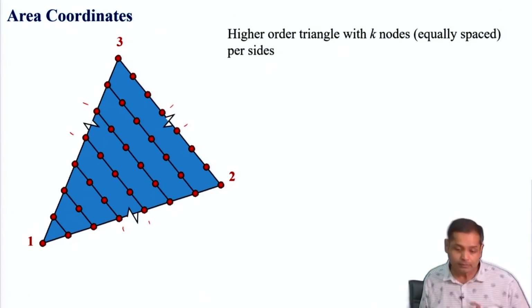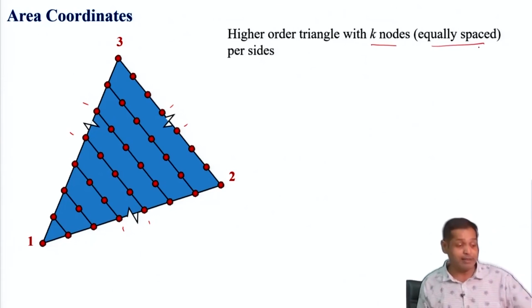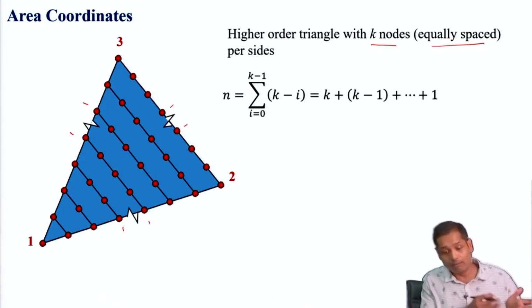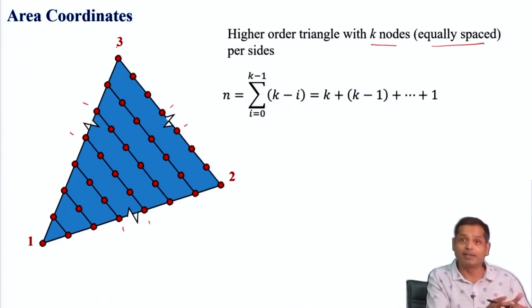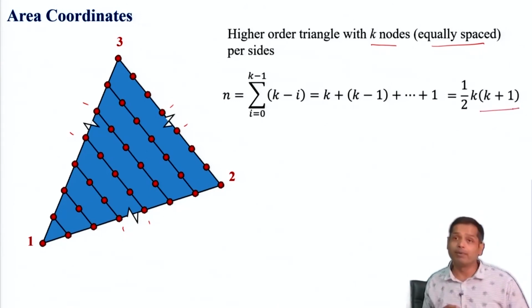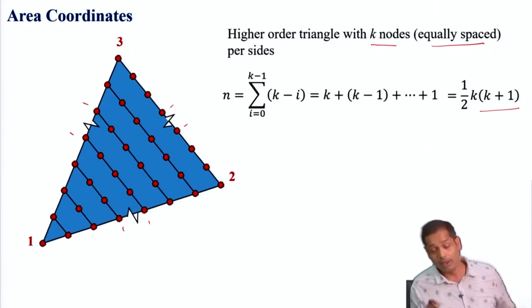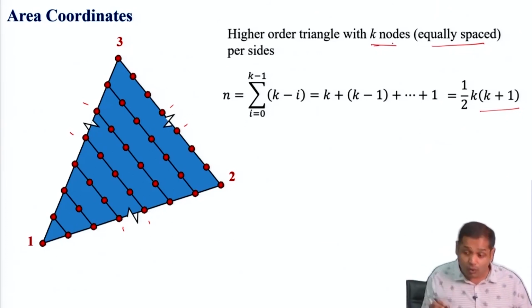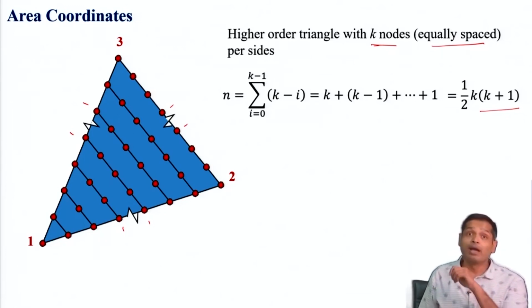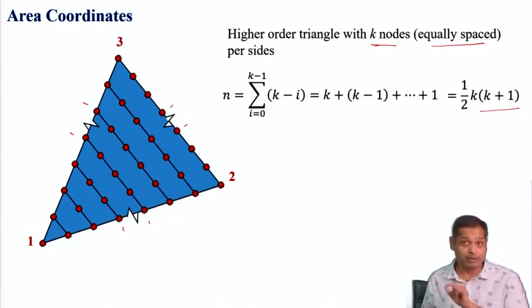Now, for a higher order triangle with k nodes, all equally spaced, as we have just seen, the total number of nodes in the element will be, on the edge, k, then k minus 1, then k minus 2, and so on, and finally 1. So this will be k into k plus 1 divided by 2. This will be the total number of nodes in a triangular element having k nodes per side, equally spaced nodes. Then what will be the approximation order? The degree of polynomial will be k minus 1, as we have just seen.